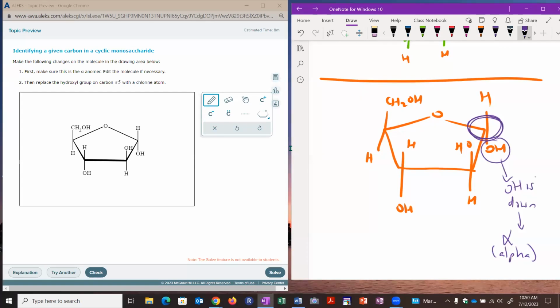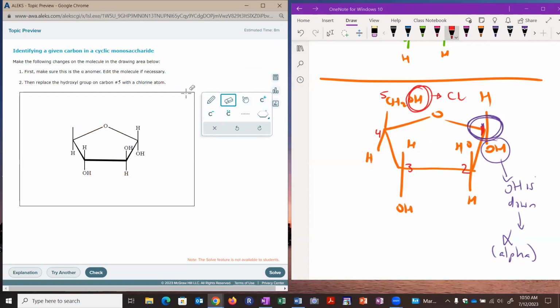Then replace the hydroxyl group on carbon number 5. So let's number the carbons. This is carbon 1. This is 2, 3, 4, and 5, right? So what we need to do is to replace the hydroxyl group here with a Cl. So in our structure, let's go in. We want to erase that OH right here.